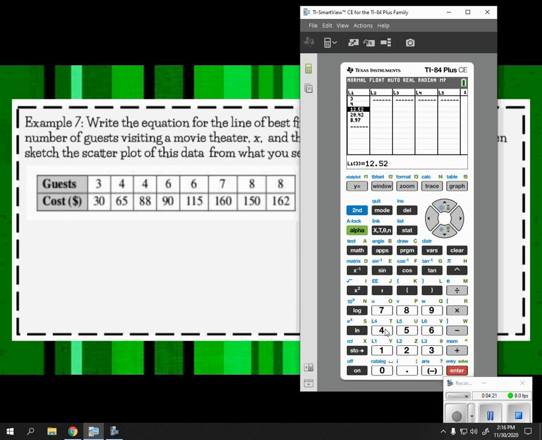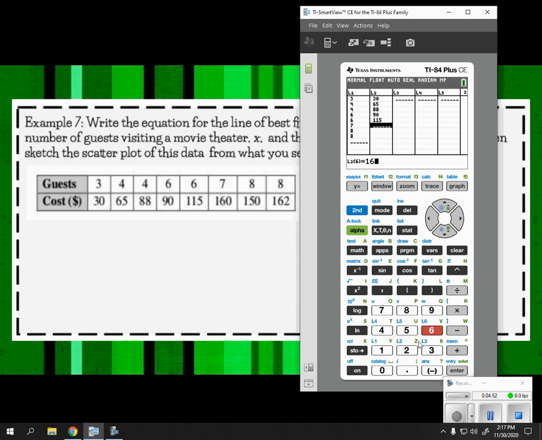You can't just delete the whole entire column, remember? 6, 6, 7, 8, and 8. And then we have to be very careful and make sure that 3 matches up with 30, 4 and 65, 4 and 88. They must have gone to a different movie theater. 6 and 90. That's an expensive movie. Ooh, 6 and 115. My goodness.